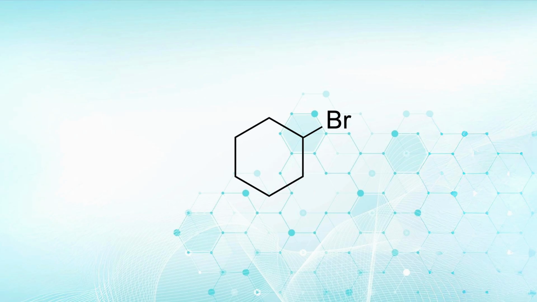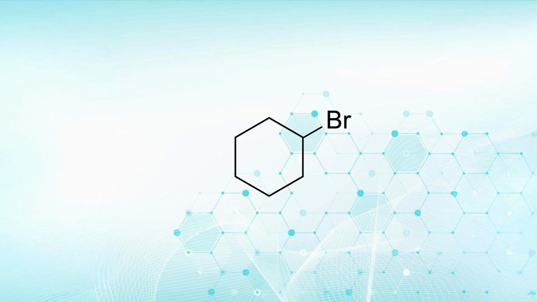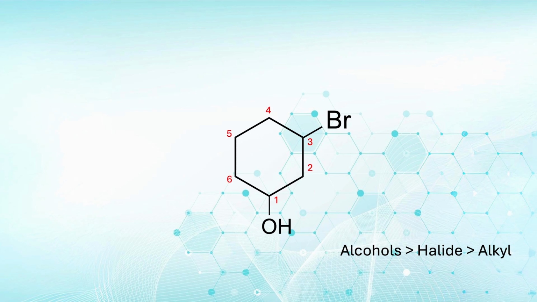So we would start numbering the parent chain to give the bromine the lowest number possible. The name of this molecule will therefore be 1-bromo-cyclohexane. Similarly, remember priorities with naming substituents. Alcohols have higher priorities than both alkyl substituents and halide substituents. So we begin numbering to give alcohols the lowest number possible. We also must number in the direction to give the rest of the substituents the lowest number. Therefore, the name of this molecule is 3-bromo-1-cyclohexanol.